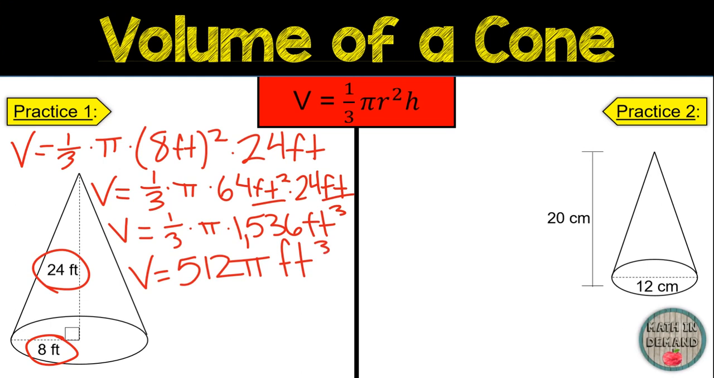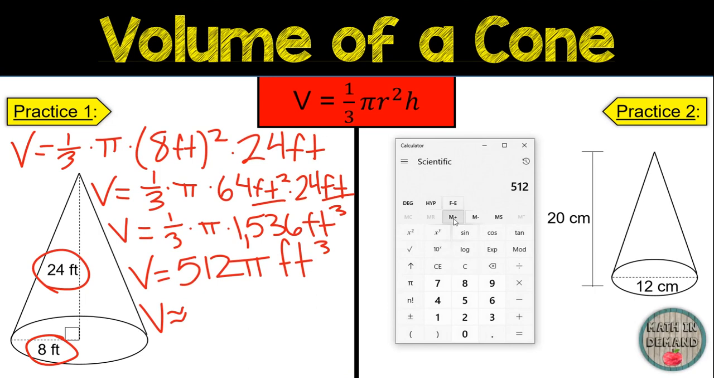Now, this would be my answer if I was asked to give exact, because pi, we want to leave it, so that would be exact. But if I'm asked to give decimal form, then I need to continue. So I'm going to go ahead and continue. This is approximation. Okay, so I'm going to take my calculator. I'm going to do 512 times pi. Now, I'm using the whole exact pi. If you only use 3.14, you're going to have a slightly different answer. So please make sure to ask your teacher what he or she wants you to use, if you're going to use the exact pi or approximate to 3.14.